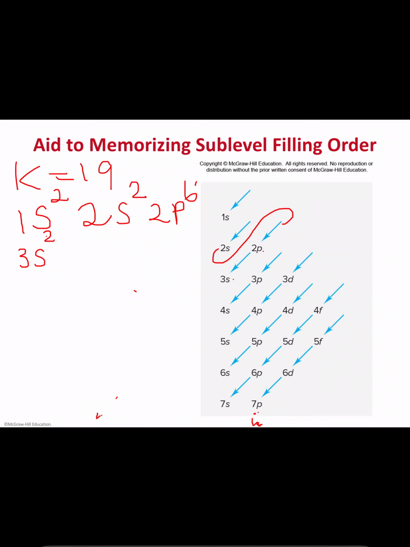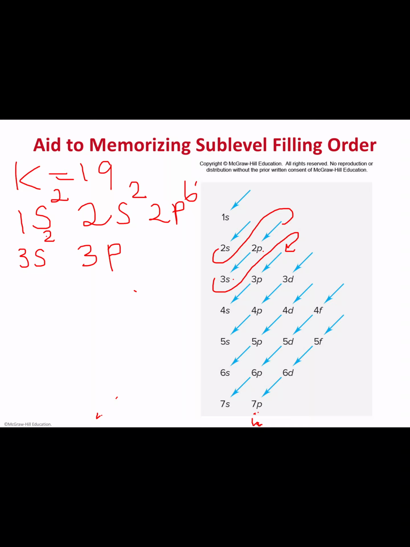So after 3s2, what comes next? You're going to go back and then start again with 3p. After 3s, it's 3p. So again, p can hold up to 6 electrons. Now for potassium 19, we have already filled up 2 plus 2, 4, plus 6, 10, and then with 2, 12. How many more do we need? We need 7 more, right?